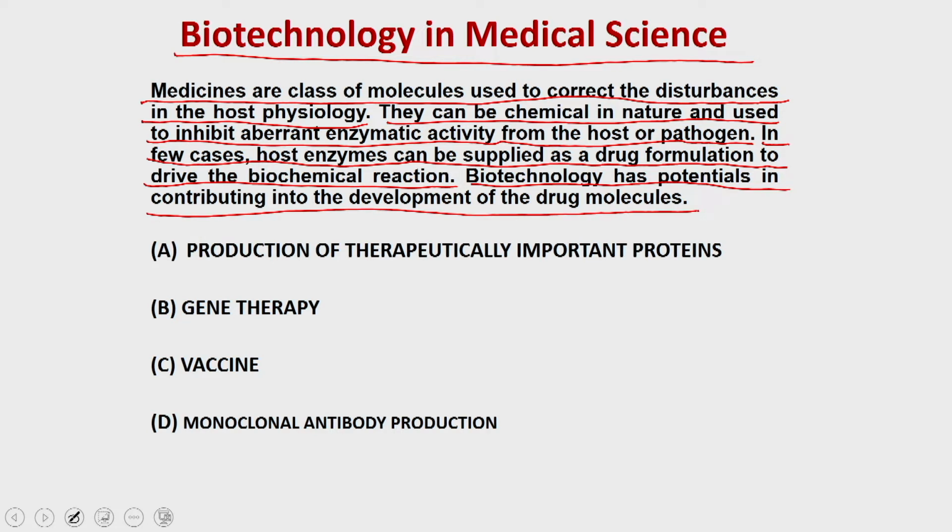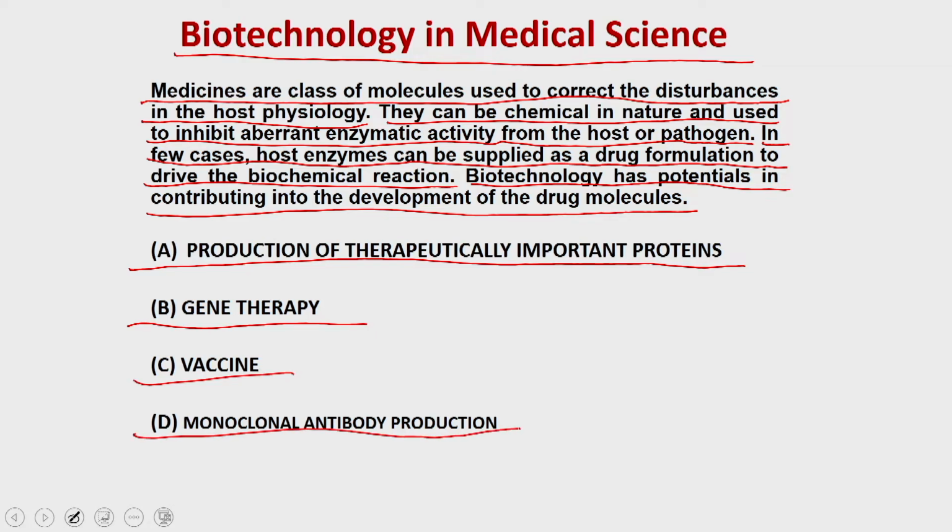So, within the role of biotechnology in medical sciences, we are going to discuss 4 aspects. What are we going to discuss? We are going to discuss the production of therapeutically important proteins, gene therapy, vaccines, and lastly, the production of monoclonal antibodies and the role of biotechnology in these processes.